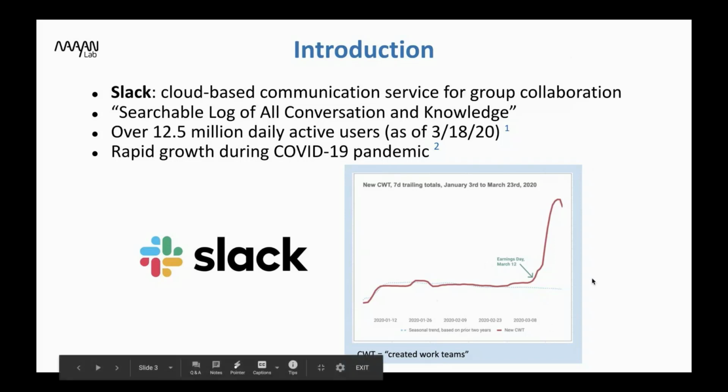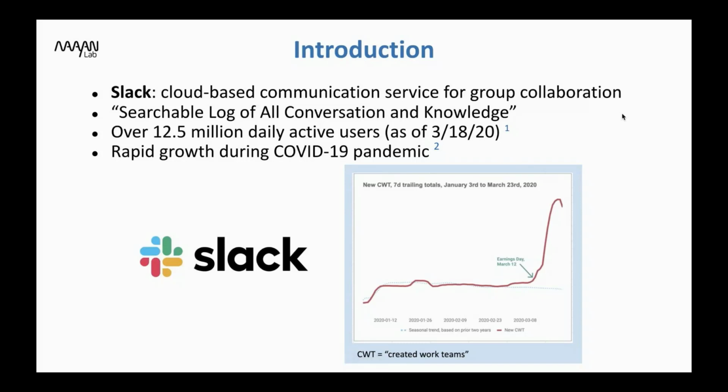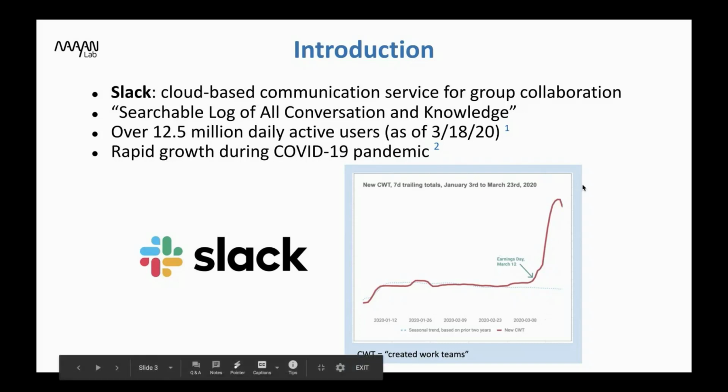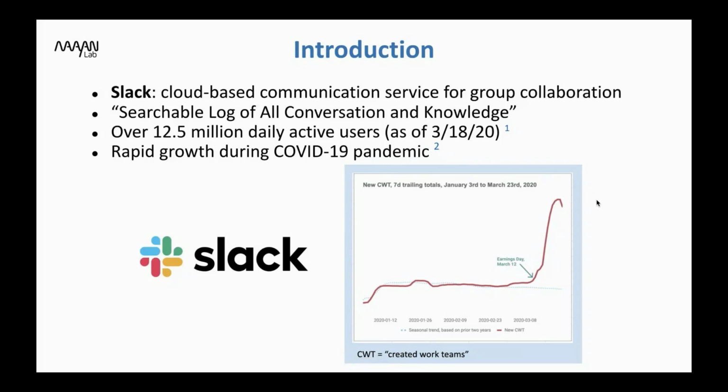And the figure here was something that he tweeted, and it shows the trend in number of created work teams from January 3rd to March 23rd of this year. And as you can see, after March 12th, which was when most companies started going remote, there was a huge spike in the number of work teams created. And I thought that this was really interesting because especially when you compare it to the dotted blue line, which is the seasonal trend based on the prior 2 years, it's pretty obvious that this pandemic has had a really big impact on the company and number of users as a whole.